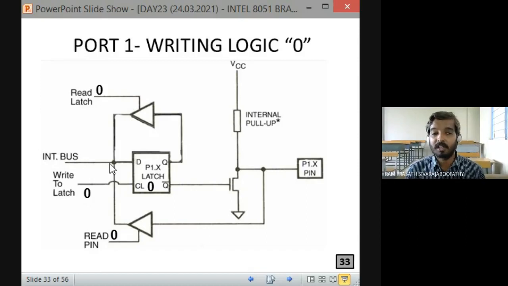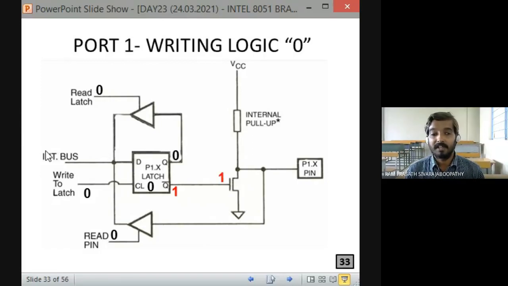What about the output at Q? I trust we all know the operation of a D flip-flop. Fine? What about the output at the Q terminal? What output will come at Q? On seeing this diagram, you can see very good, 0. What about the output at Q bar? Yes, very good, 1. What about the input to the field effect transistor gate? What logic is at the gate input?